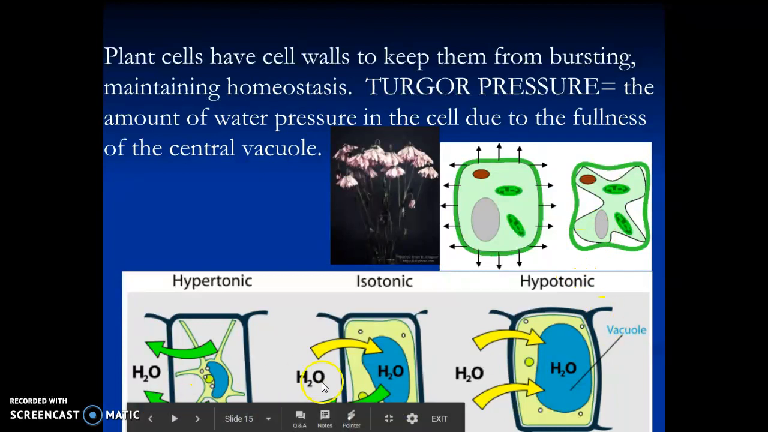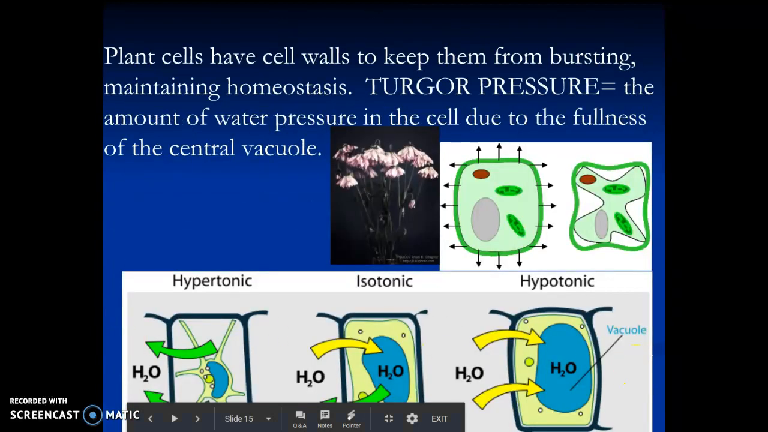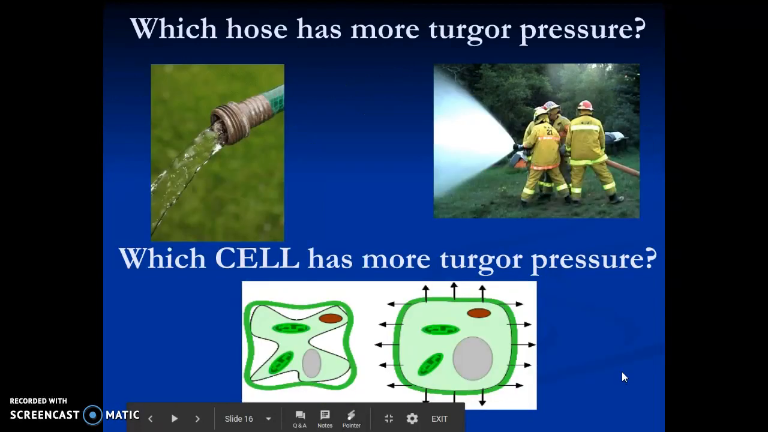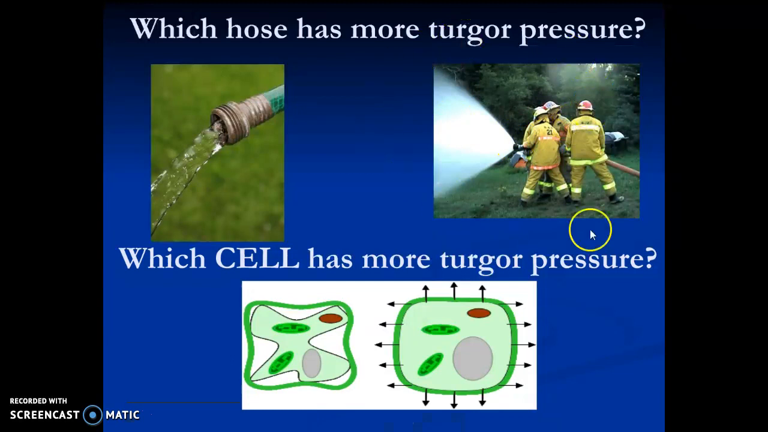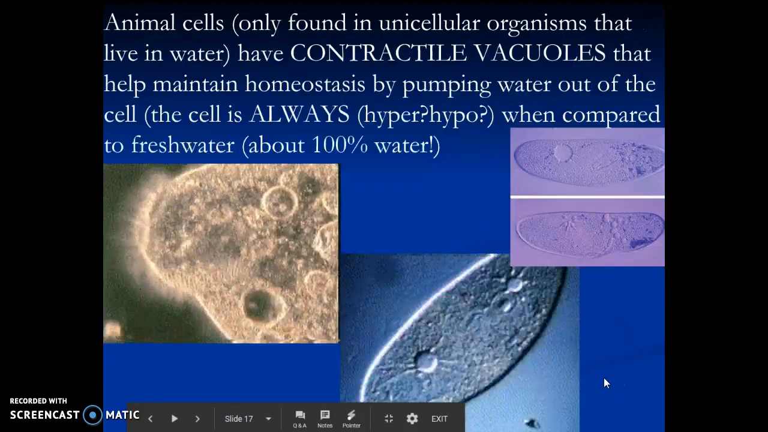Okay? Here is the same type of scenario. Okay? So which hose has more turgor pressure? This hose or this hose? And the answer is, of course, this one. Which cell has more turgor pressure? This cell right here. So that's all turgor pressure is. It applies to plant cells.